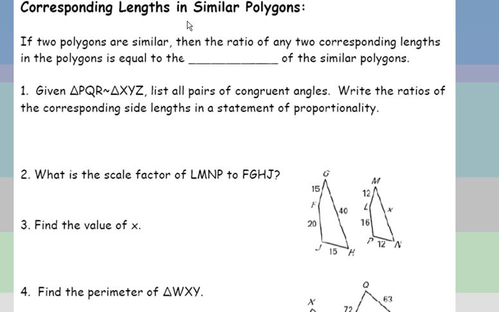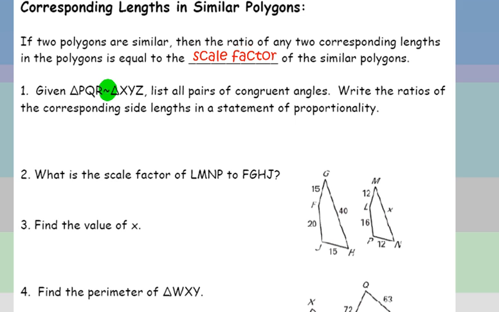Okay, and then let's talk a little bit about corresponding lengths in similar polygons. If I have two polygons that are similar, then the ratio of any two corresponding lengths in the polygons is equal to the scale factor of the similar polygons. And we dealt a little bit with this when we were talking about congruency. We talked about corresponding parts. Okay, similarity works exactly the same way. This little symbol right here states that they are similar instead of congruent.